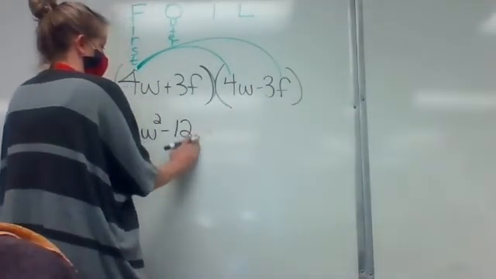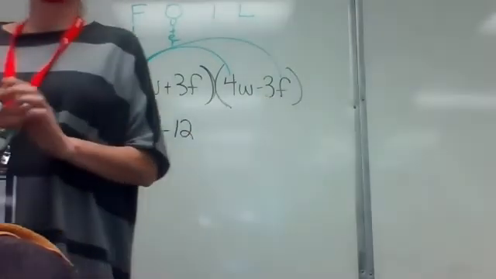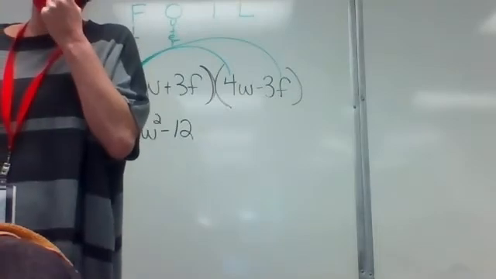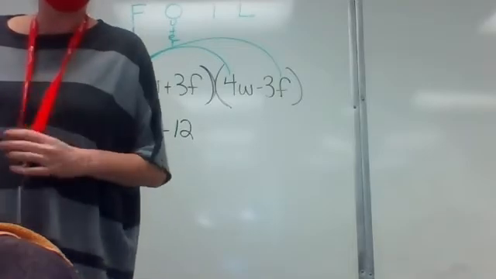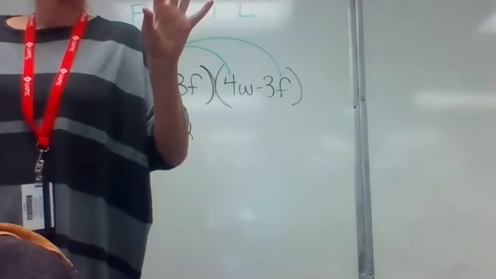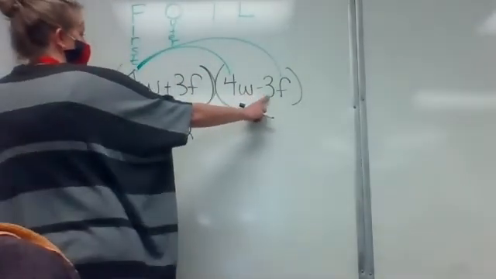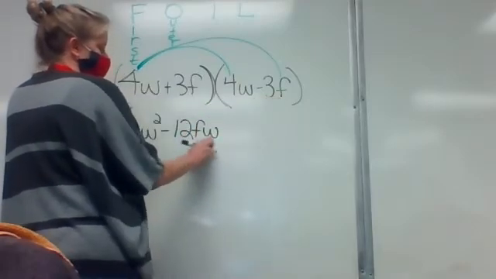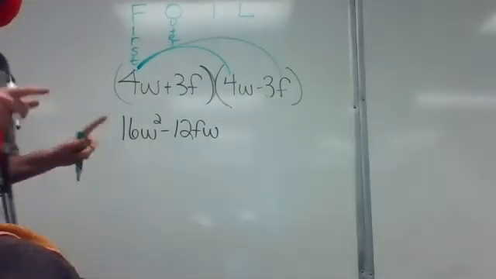Okay, now before I write this down, negative 12, WF. Anytime you are multiplying letters together, it doesn't really matter which order you put them in the answer, but I'm going to put them in alphabetical order always because it's easier to see who is like terms. Okay, so I've got negative 12, WF. I'm going to write that as FW, just to put it in alphabetical order. And you'll see why in just a second. So I've done my outer.